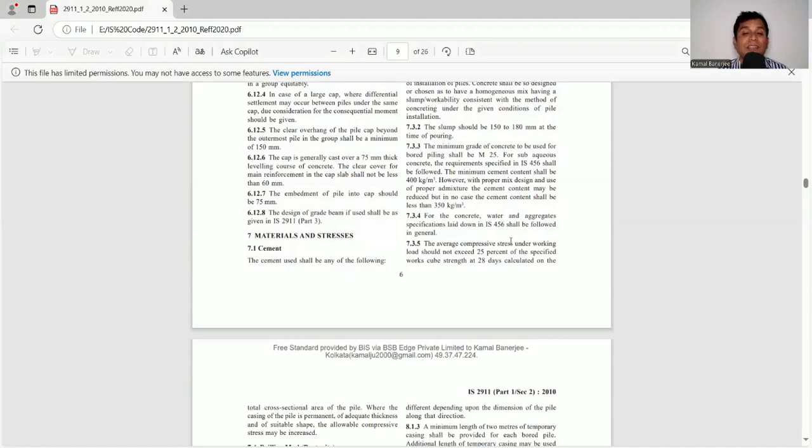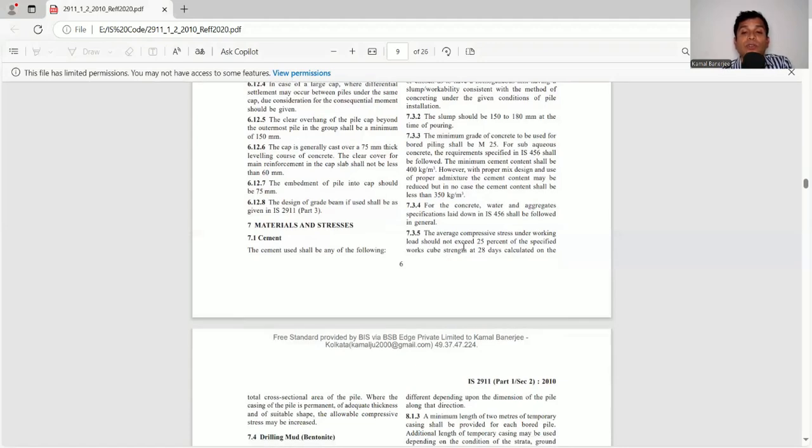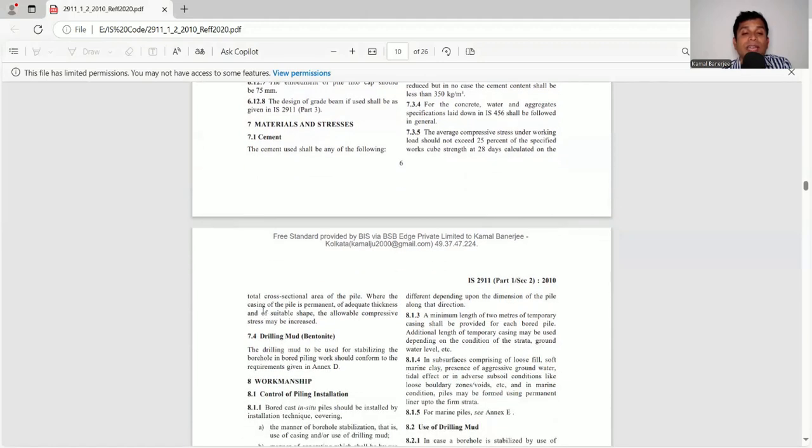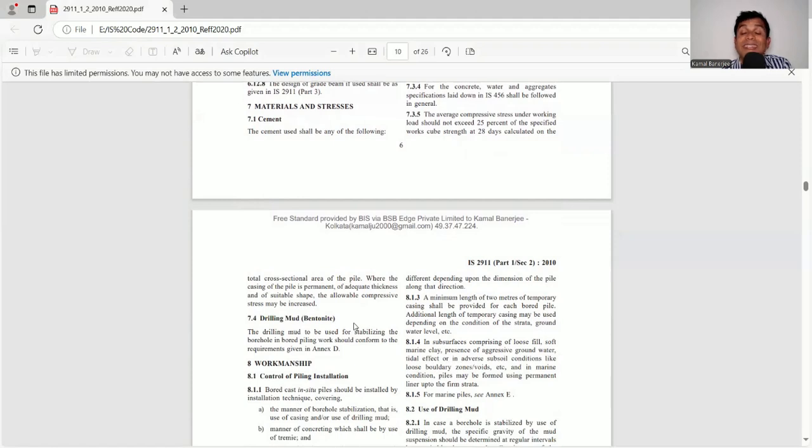The average compressive strength under working load should not exceed 25% of the specified works cube strength at 28 days, calculated on the total cross-sectional area. Where the casing of the pile is permanent and of adequate thickness and suitable shape, the allowable compressive strength may be increased. We have already discussed that the casing is mostly temporary. After doing the concrete we remove it, but if the casing is permanent, then adequate thickness is also to be considered.